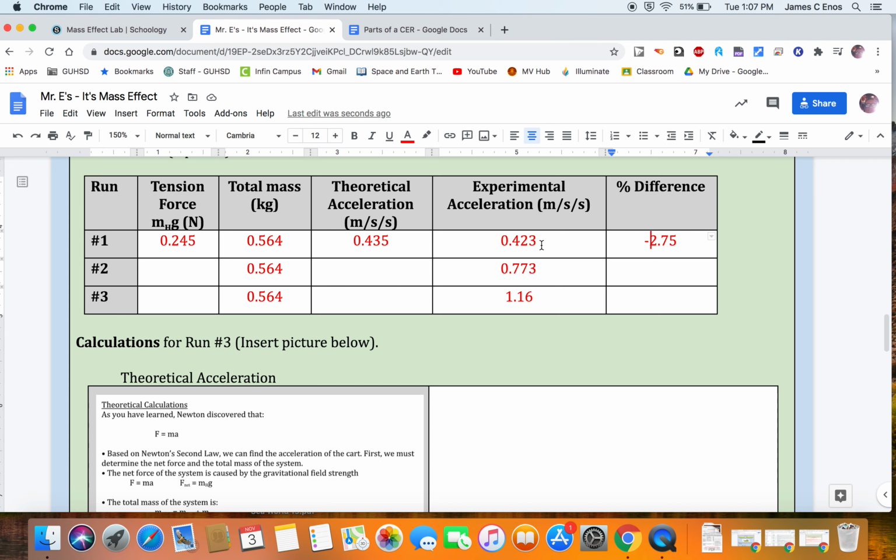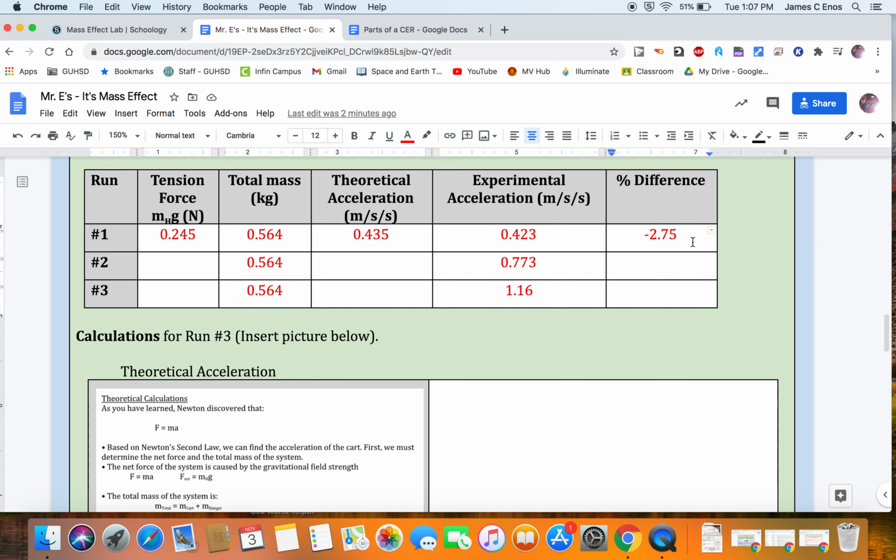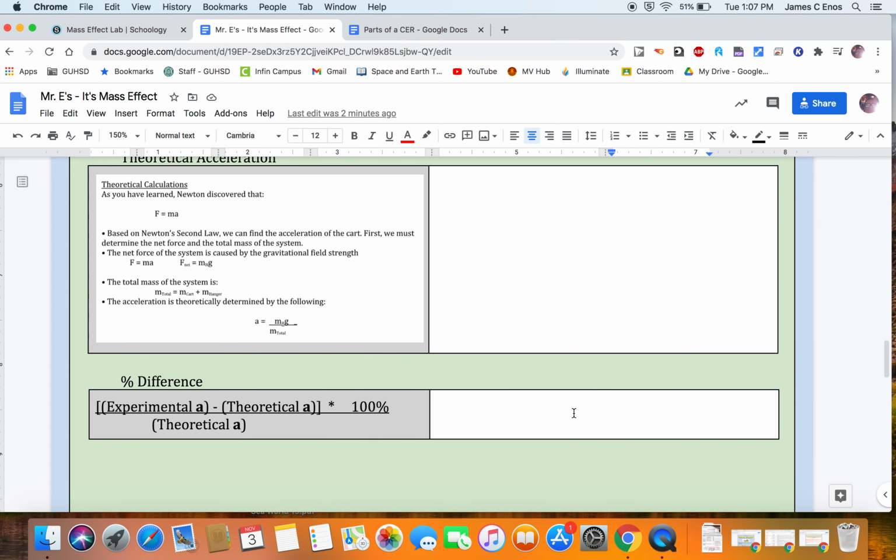This negative is telling me that it's lower than what I theoretically expected to get. 0.42 is less than 0.43, and it's lower, negative, by 2.75%. So I need for you to show me your percent difference calculation, where you take the experimental acceleration minus the theoretical acceleration, divide it by the theoretical acceleration, and multiply that value by 100%.